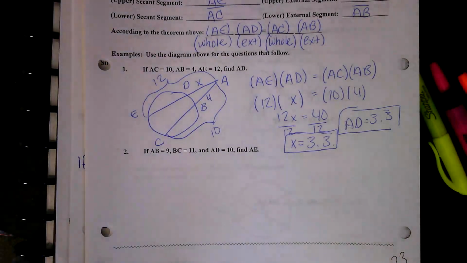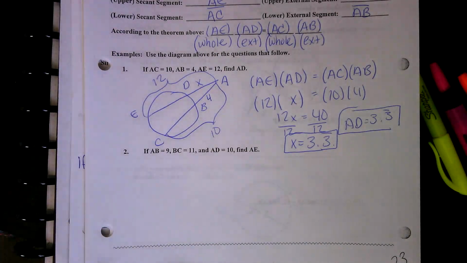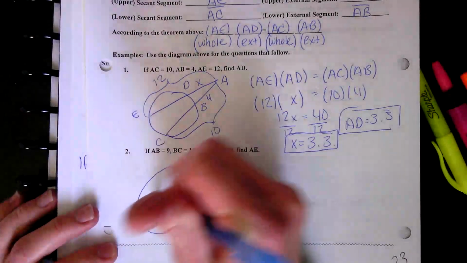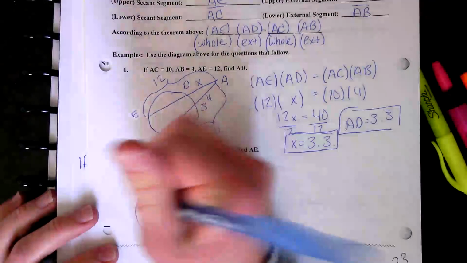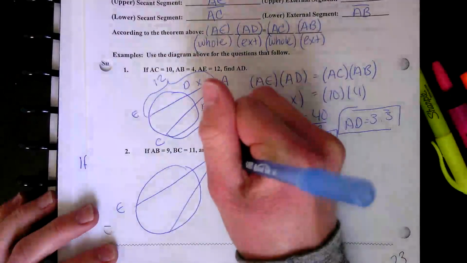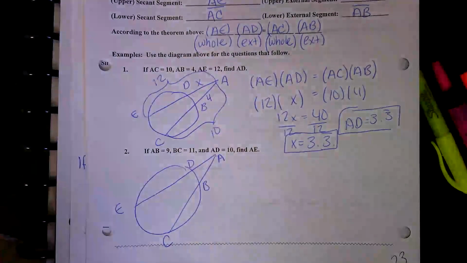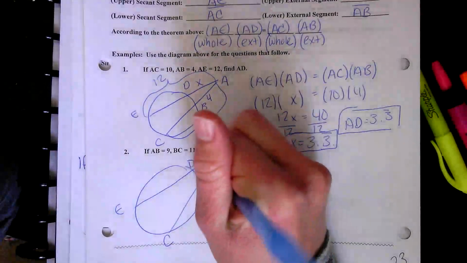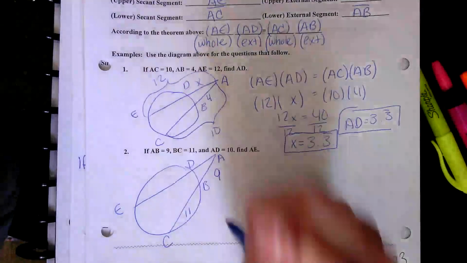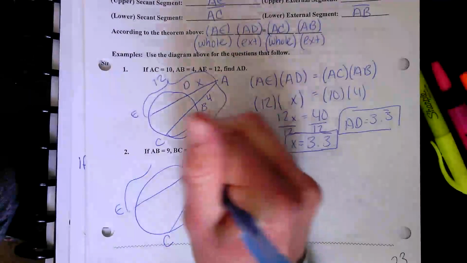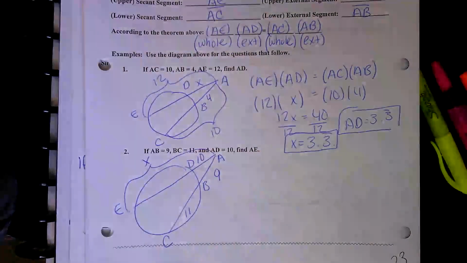So if AB is equal to 9, BC is equal to 11, and AD is equal to 10, we want to find the length of AE. Okay, so we are going to draw another diagram. So AE, D, C, and B. Okay, so AB is 9, BC is 11, and AD is 10. We are looking to find the length of AE, which is this whole segment.